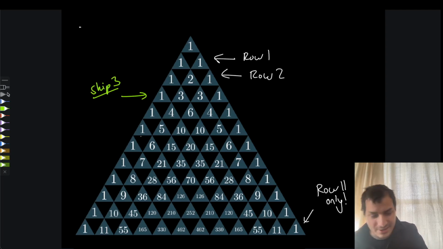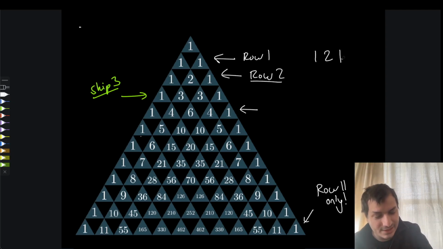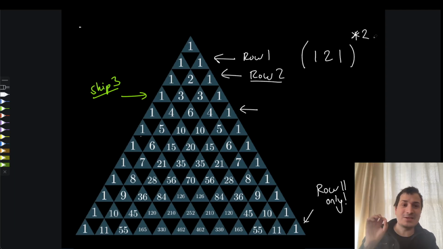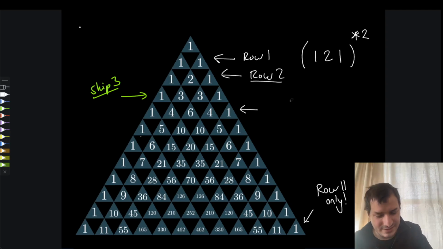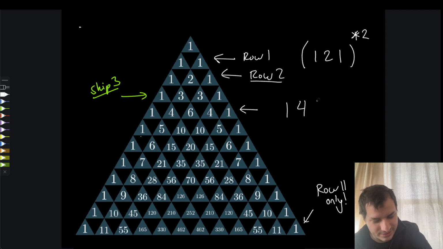And how am I going to skip 3? I'm going to double row 2. And to double row 2, what I do is I add row 2 to itself. So I take 1, 2, 1, and I'm going to combine that. In some sense, I'm going to square it. I'm going to put a star square. And that's because what I'm doing is I'm convolving it with itself. 1, 2, 1 with itself is going to give 1, 4, 6, 4, 1. So this is a convolution with itself to give 1, 4, 6, 4, 1.